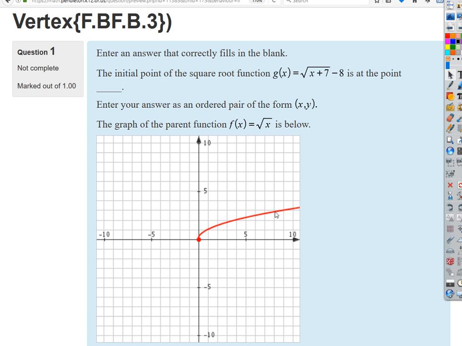What are some characteristics if we had to describe to somebody how to draw the square root of x? Where does it start? 0. It starts at 0, 0, at the origin, right? So that's an important point. That's what we could call the initial point of the function. Or we could just call it a special point if we want to. But in this case, initial means beginning. So the initial point is at 0, 0.